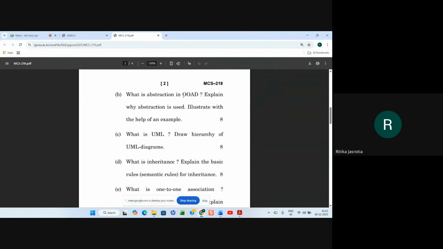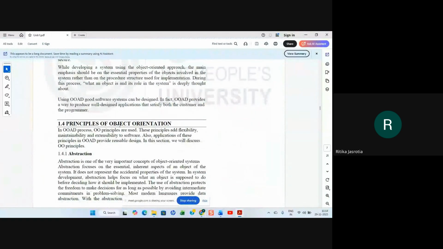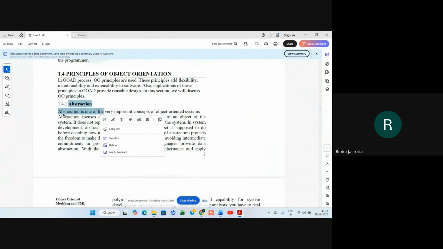What is abstraction in OOAD? Explain why abstraction is used. Illustrate with the help of an example. So, if this is your question, what is abstraction? So, when you talk about principles of object orientation, the first principle is abstraction. So, this is where abstraction is given.